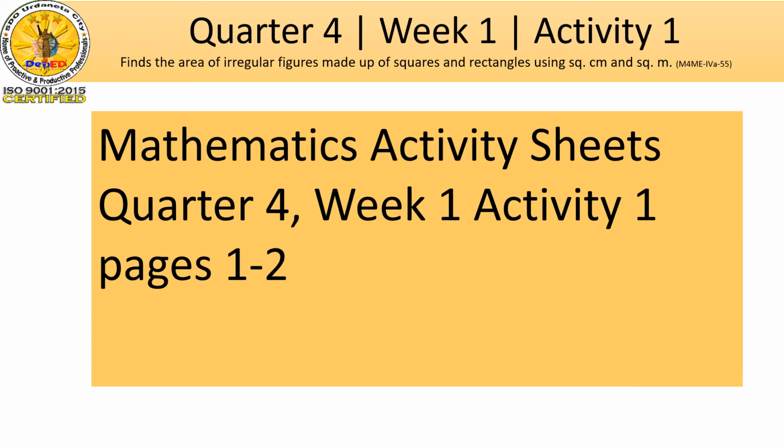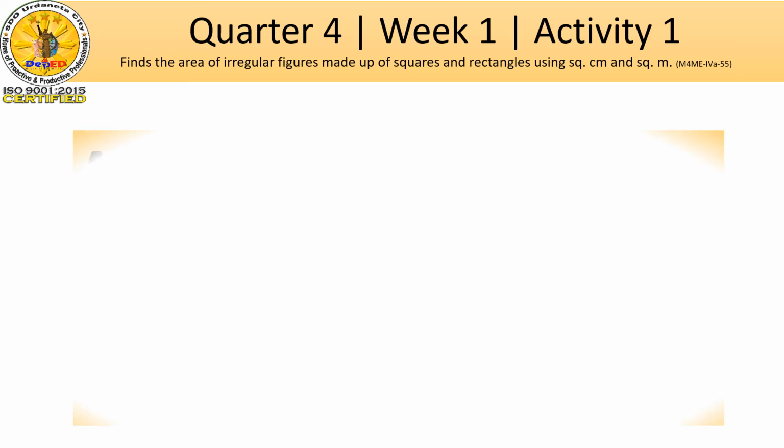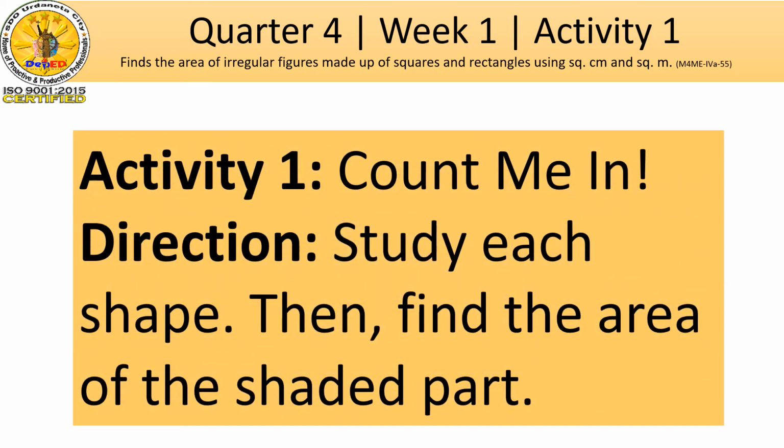Now, children, you may get your mathematics activity sheets, Quarter 4, Week 1, Activity 1, on pages 1 and 2. What you are going to do is count me in. Direction: study each shape, and then find the area of the shaded part. That is all the instruction. You're going to find the area of the shaded part by just counting the number of units, where 1 unit is equal to 1 square centimeter.